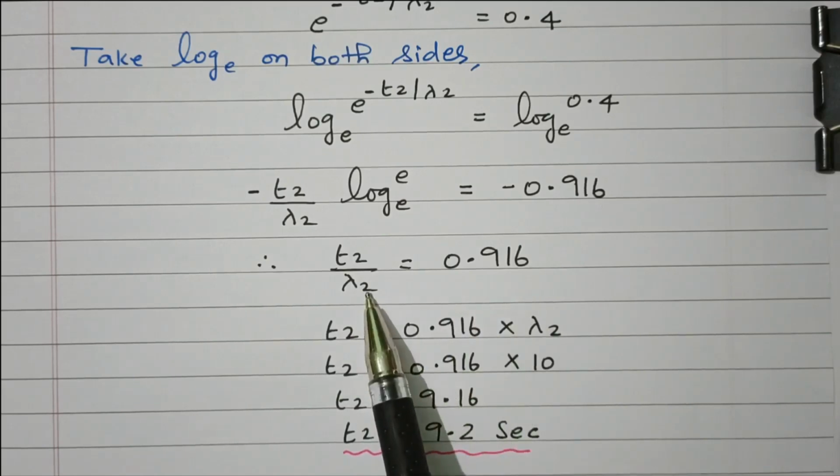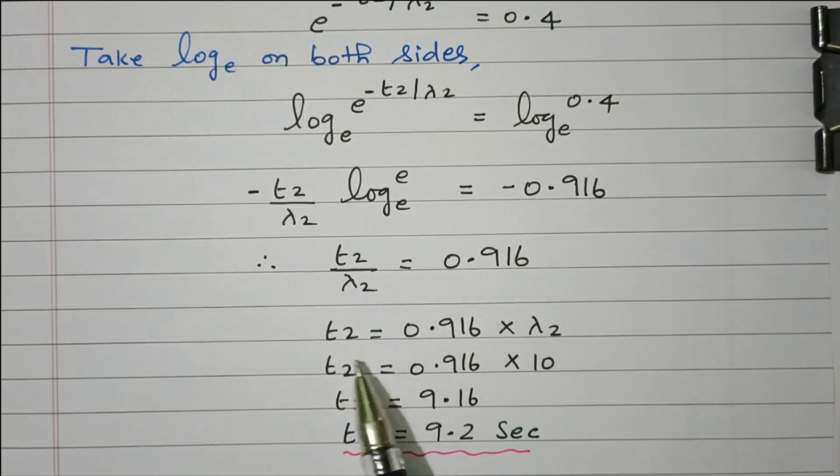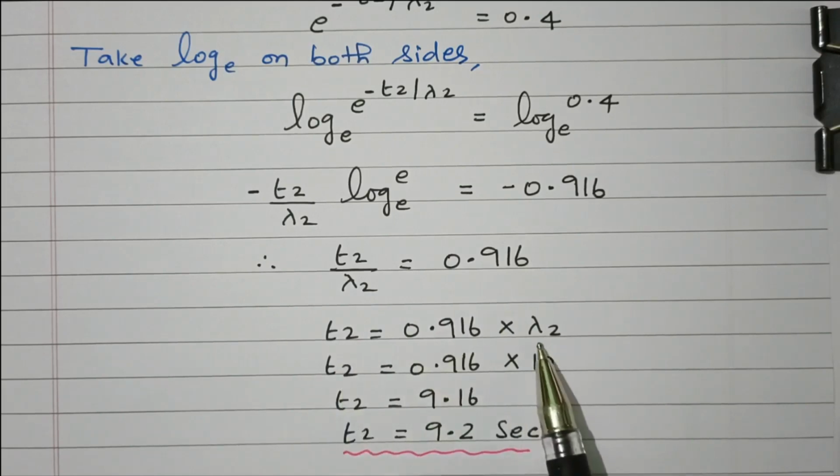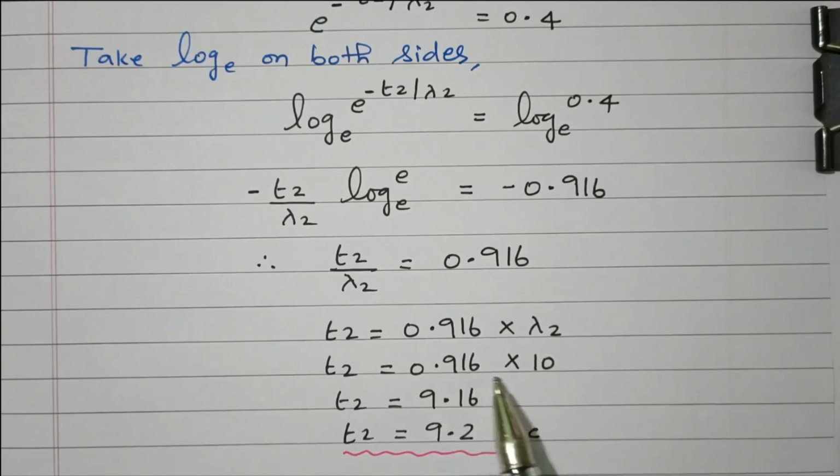Bring this lambda to that side. So t2 equals 0.916 into lambda 2. Lambda 2 we know is 10, that's what we calculated, 10 seconds. So 0.916 into 10 is 9.16. So t2 is nearly 9.2 seconds.